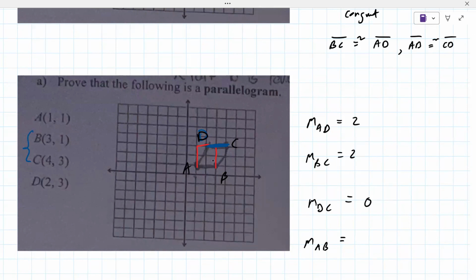You can either use the formula or it's a horizontal line. Would it just be zero then? It would also be zero, yeah. Okay, so this is check. That's the first thing we need to do. The next is the distance between them.